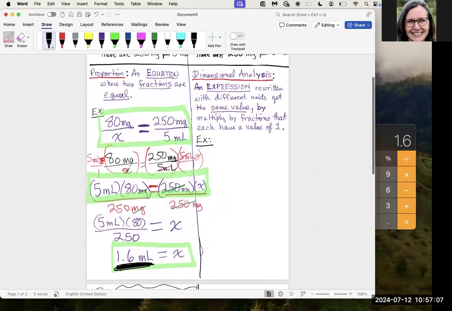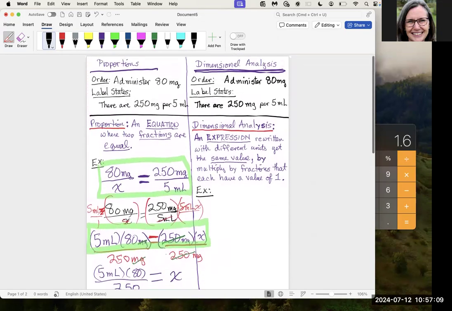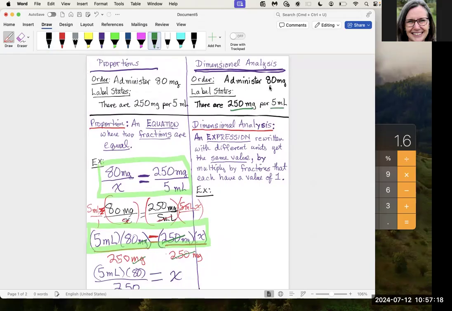Now, dimensional analysis. Given the same information, I have to get 80 milligrams of this medication into my patient. The label says there are 250 milligrams per 5 milliliters. What I'm going to do here in this situation is start with what I'm given. I'm given 80 milligrams. Now, I am not writing an equation. I'm just writing an expression. So I'm going to start with my 80 milligrams that I'm given.